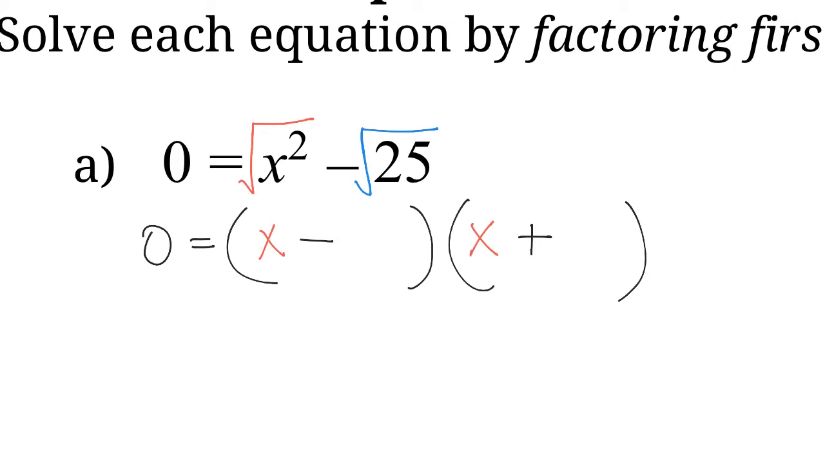And then finally, we are going to end off by taking the square root of 25. So the square root of 25 is 5. So you're going to put a 5 inside each bracket. And that is your fully factored answer, x minus 5 multiplied by x plus 5.